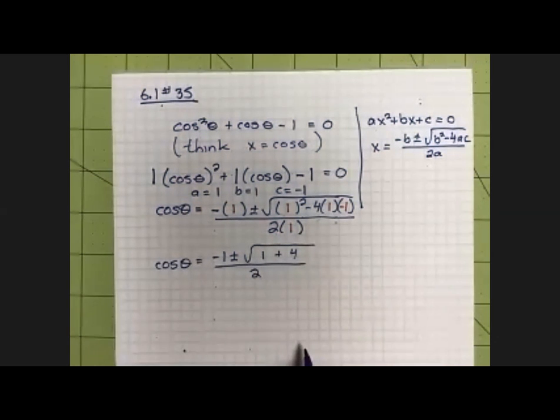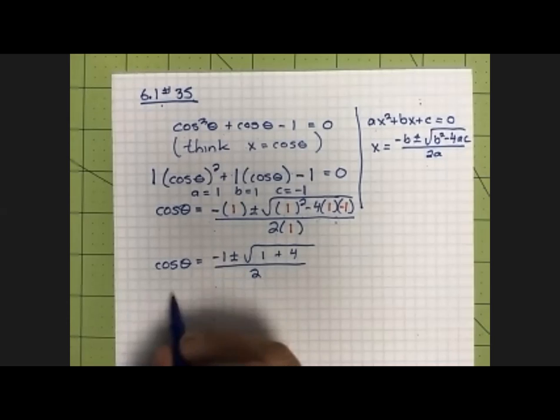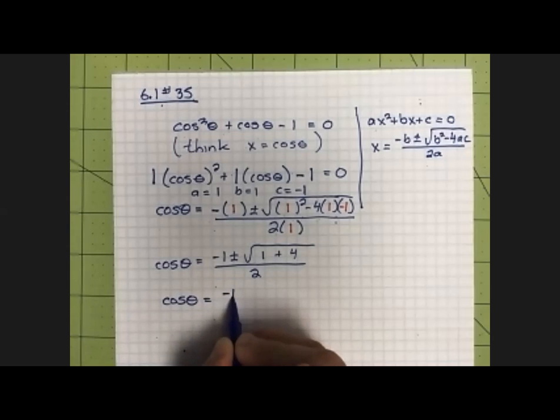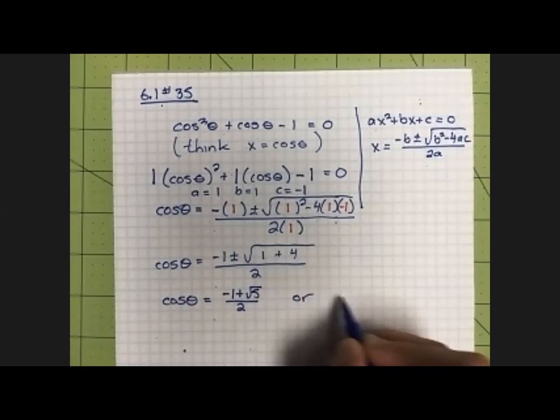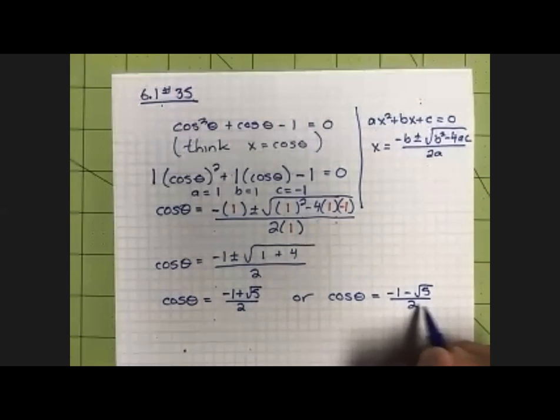Now I'm going to need a calculator. Now this is kind of interesting. Remember, they want the nearest 1/10 of a degree. So what I have here recalls two answers. So cosine of theta is -1 plus root 5 over 2, or cosine of theta is -1 minus root 5 over 2.